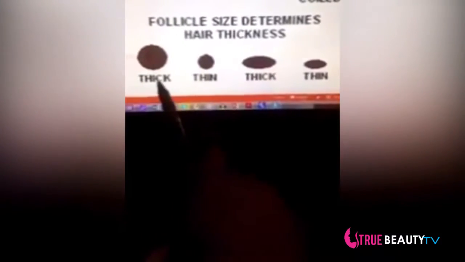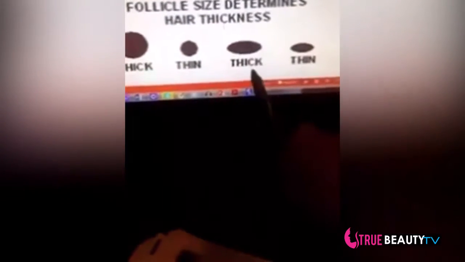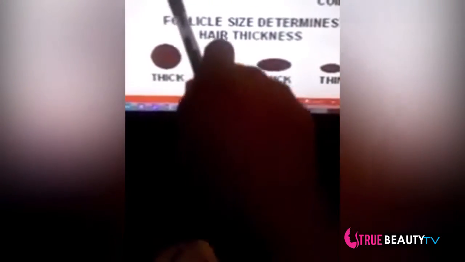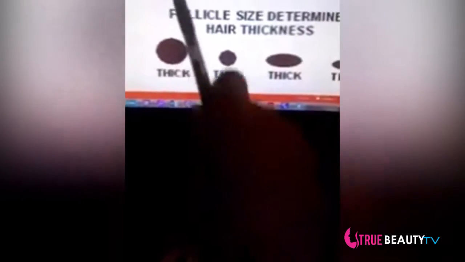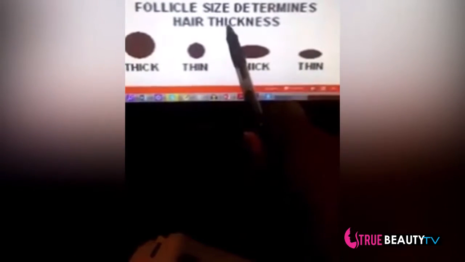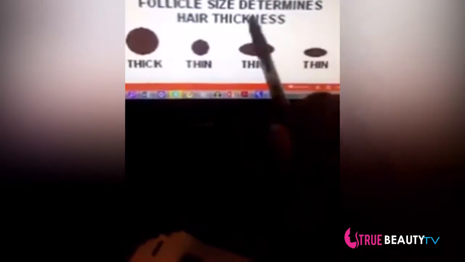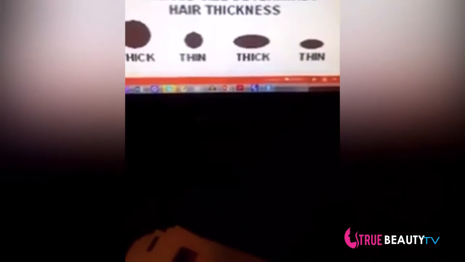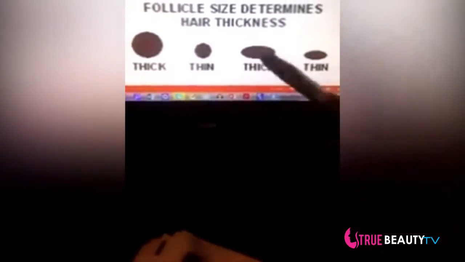All right. Anytime you're dealing with straight, wavy, curly, or coiled hair, the thickness in the straight hair is going to be about the same in diameter. The wavy is going to be thin hair thickness. The curly is going to be thick hair thickness, and the spiral coil is going to be thin hair thickness.